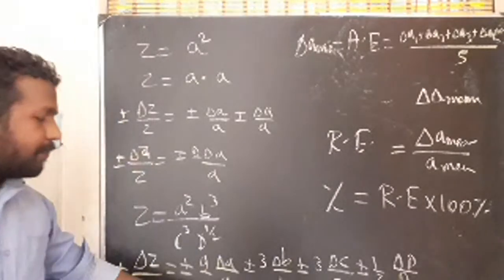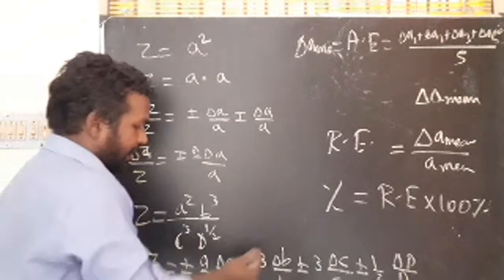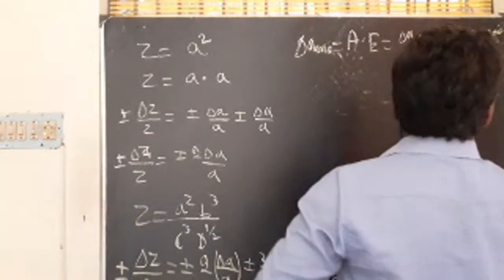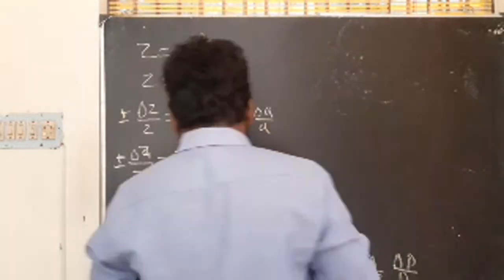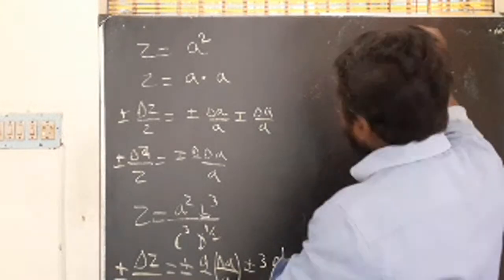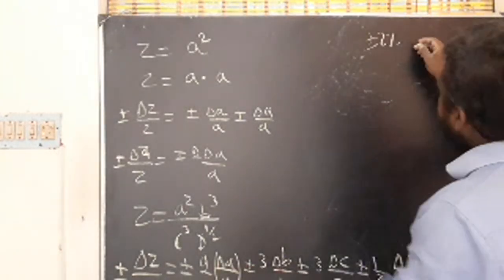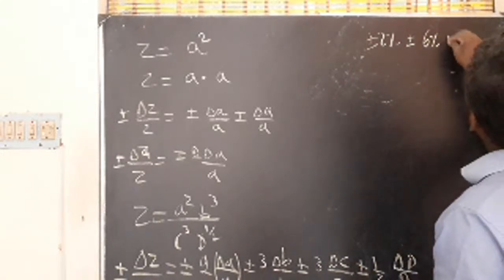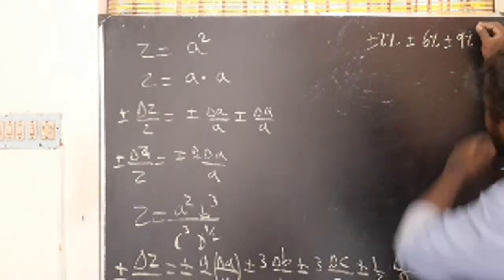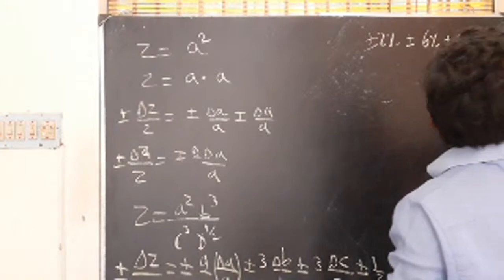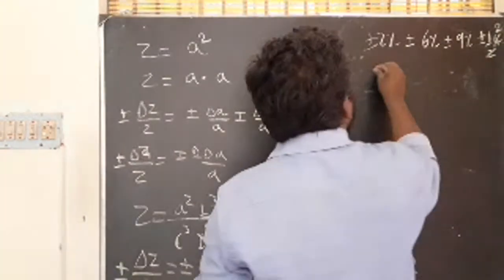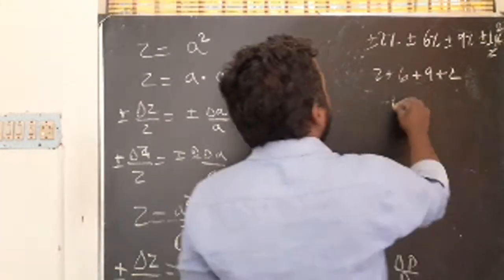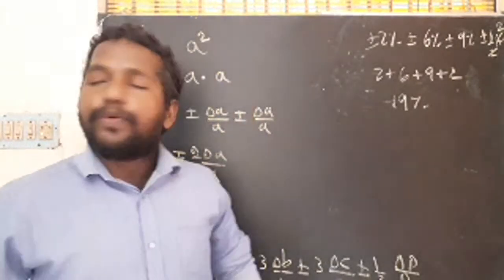What is this value? Del a by a is 1% error, as given. So we'll calculate the error here, a small problem for finding the error. It's going to be plus or minus 2%, because 1 into 2 is 2. b is 2%, so plus or minus 6%, because 2 into 3 is 6. c is 3%, 3 into 3 is plus or minus 9%. What is d? d is 4%, and with the power 1 by 2 it is 2%. So 2 plus 6 plus 9 plus 2, that is 19%. Like that you can do the error calculation.